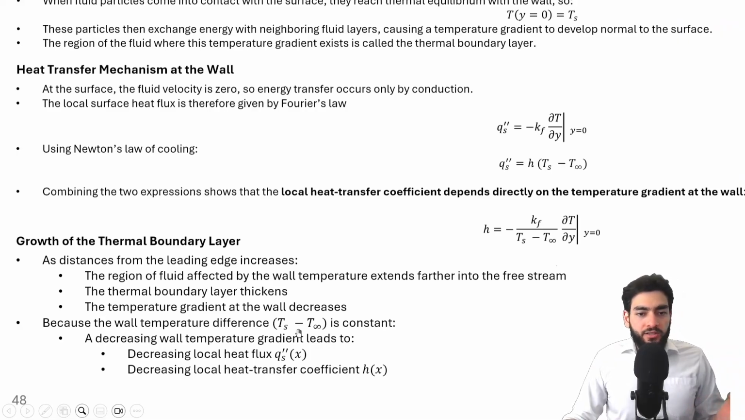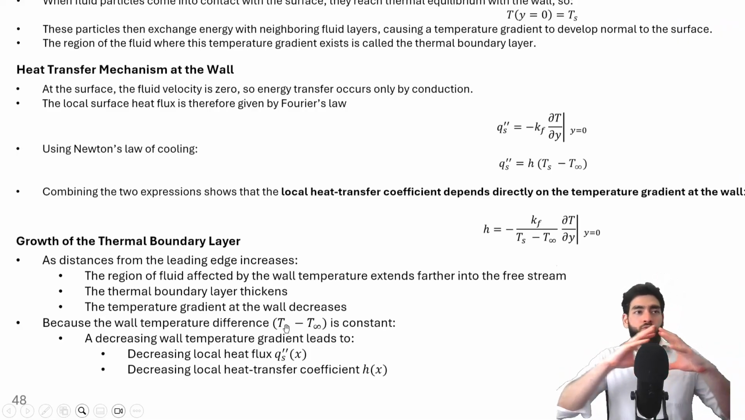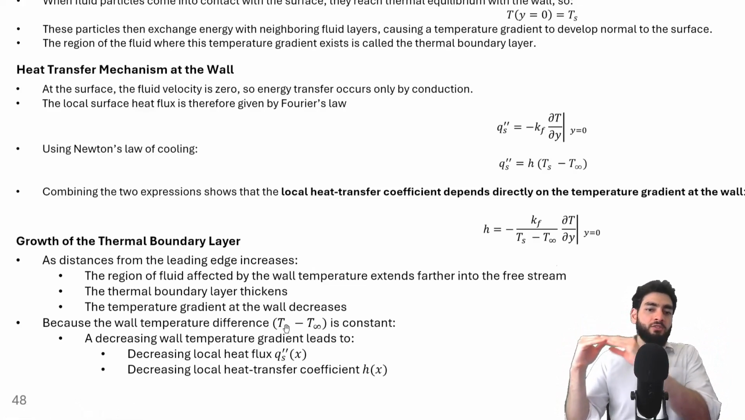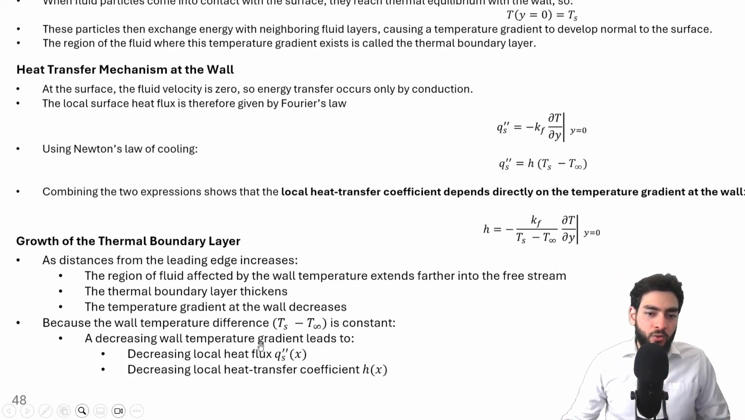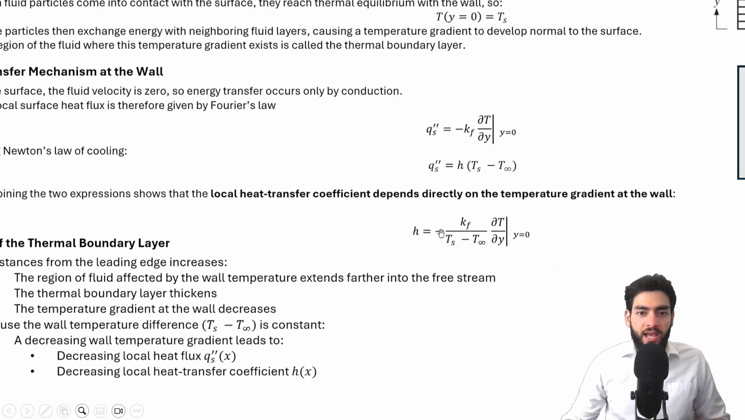Because the wall temperature difference stays constant throughout, as I said this is an isothermal plate, and we have a constant bulk temperature, a decreasing wall temperature gradient is going to result in a decrease in the local heat transfer coefficient. And if the local heat transfer coefficient starts decreasing, then you're going to have your heat flux start decreasing as well. So that is the consequence of an isothermal plate.